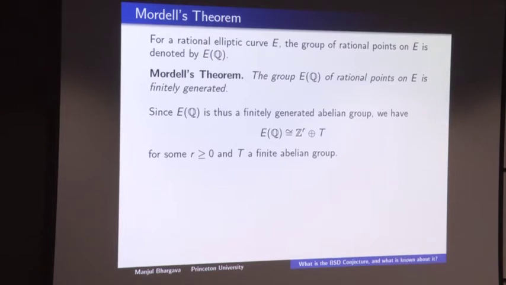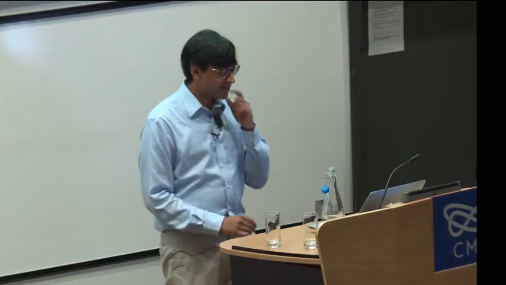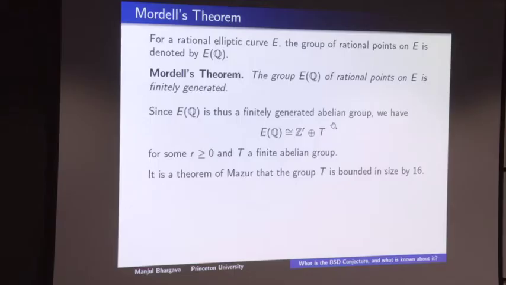So since E of Q is finitely generated as an abelian group, we know by the fundamental theorem of abelian groups that E of Q is just a product of cyclic groups, a finite number of cyclic groups. Some number of infinite cyclic groups, Z to the R, and then some torsion, finite abelian group. So in other words, this group of rational points looks like Z to the R times T, where T is this finite torsion abelian group. And it's a theorem of Mazur that this group T is actually quite restricted. It can only be at most 16 in size. It's a beautiful theorem of Mazur. So this T part is very small.